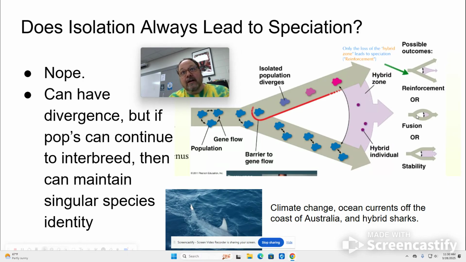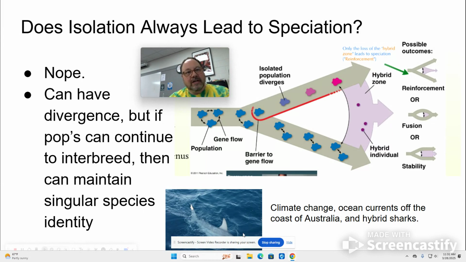You can have populations become isolated and start to accumulate differences, but if they're brought back in regular contact with one another, then those differences diminish and the populations fuse, and it, of course, remains one species. Or again, if populations become divided and there's some limited contact, that maintains that stability over time.